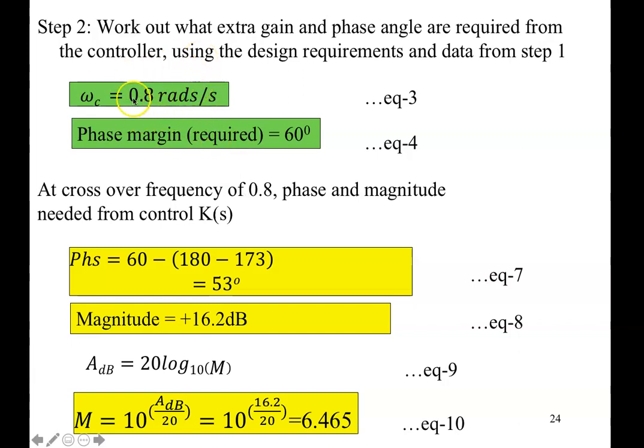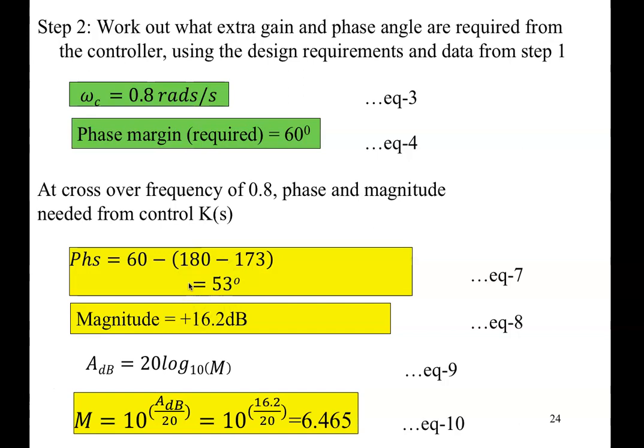This is our requirements. 0.8 is the crossover frequency. Margin is 60 degrees. From this, and from what you read before, we can work out the difference between 180 and what you read from GS, which is 178, and then you do a 60 minus that. Okay, 60 degrees is what we want. 180 minus 173 is what we already get from GS. Therefore, what we need from the controller would be 53 degrees.